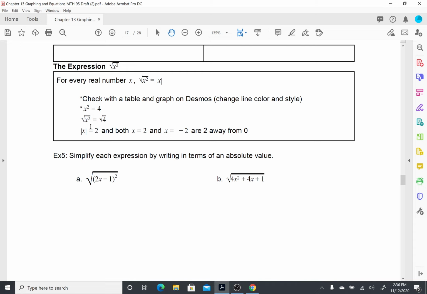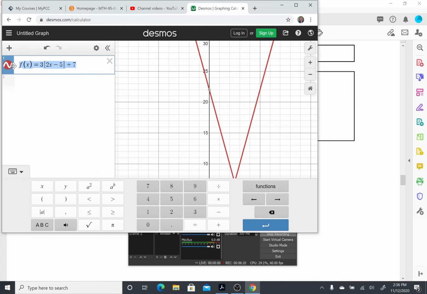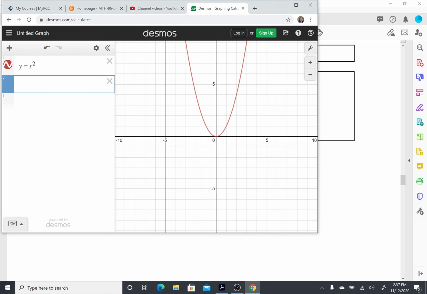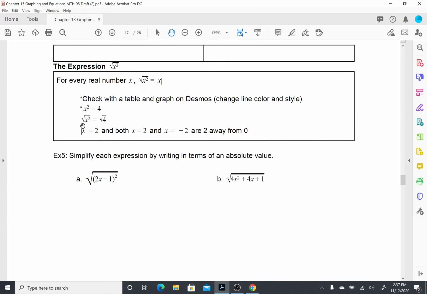All right, so we're going to check with a table and graph on Desmos. I'm going to allow x squared to equal 4, and we're going to see if the square root of x squared equals the square root of 4. X squared, and we'll have another line for when it equals 4. All right, that is 2 and 2. So we know that negative 2 squared is 4 and 2 squared is 4. That's good so far. Then they said to figure out what the square root of x squared is and allow that to equal the square root of 4. Let's look at that.